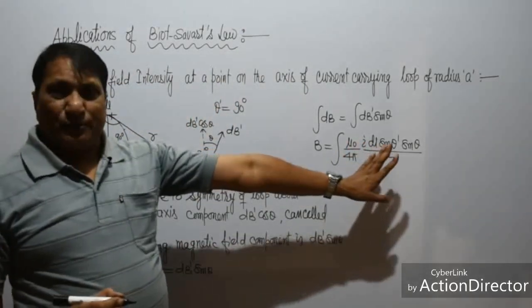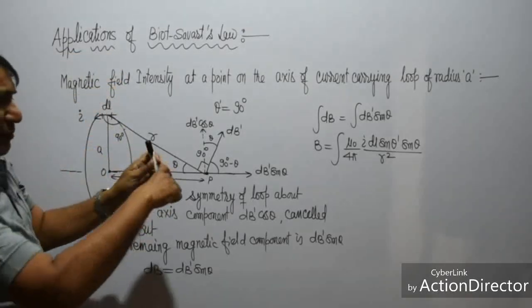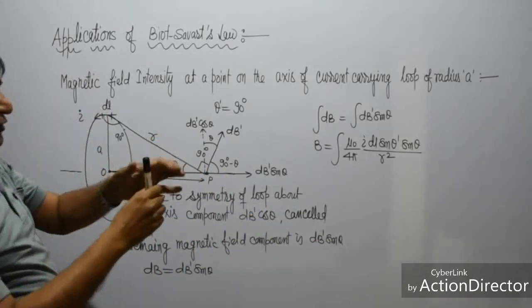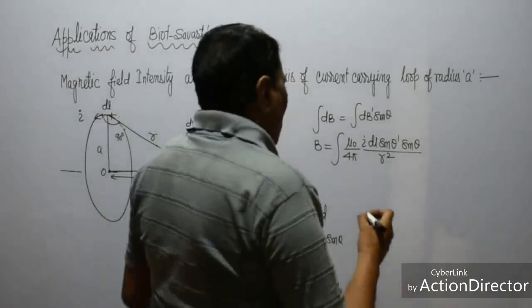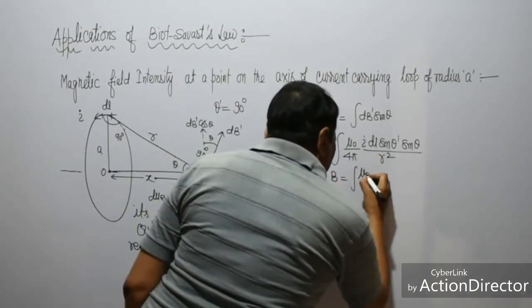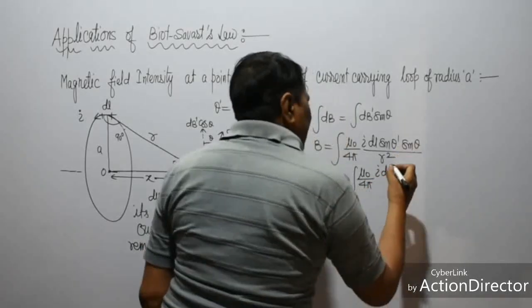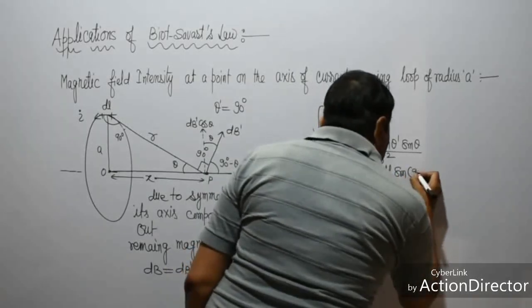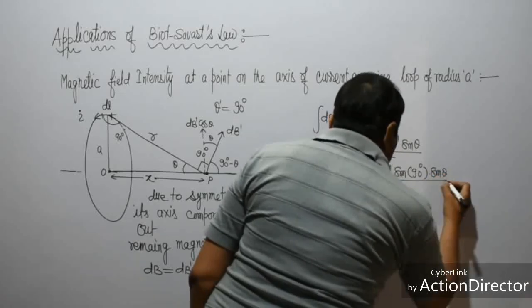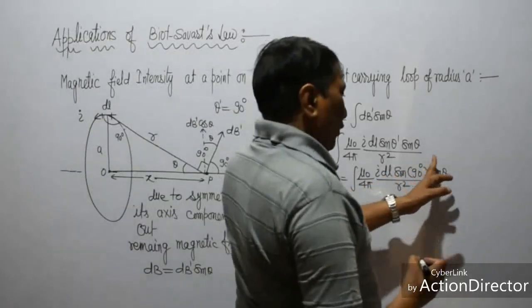This will be the expression. This theta dash is 90 because dl segment, dl is in this way and r is this. So the angle between these is equal to 90 degree. So here we have B equal to integration mu 0 upon 4 pi I dl sin theta dash. Sin theta dash is sin 90 degree into sin theta divided by r square. Okay? So sin 90 equal to 1.